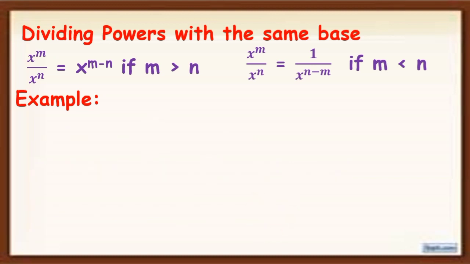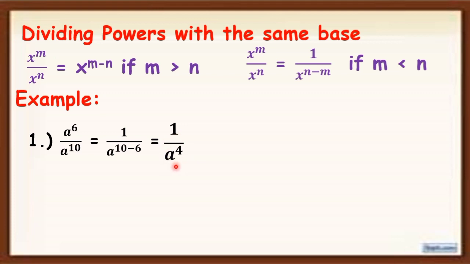Next is a^6 over a^10. This is also the same as a^6 divided by a^10. Since the exponent in the numerator is smaller than the denominator, it will become 1 over a^(10-6). So the final answer is 1 over a^4.